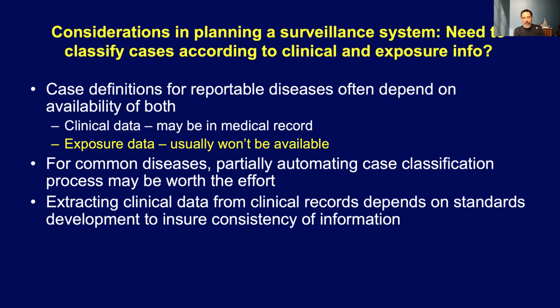So for example, consider some of the exposures that we're interested in around the SARS-CoV-2 pandemic. You may want to know if a person has traveled recently from, say, a hotspot area to New York City, or if they had exposure to a known or confirmed case in the days preceding their disease onset. This kind of information usually isn't available in the medical record and definitely not on the lab report. So you have to do some investigation in order to get this information.